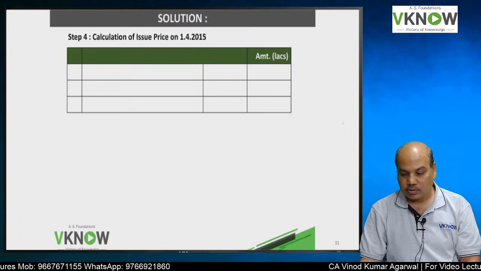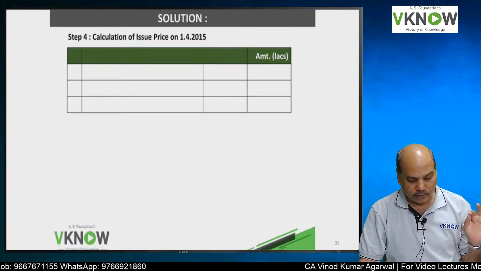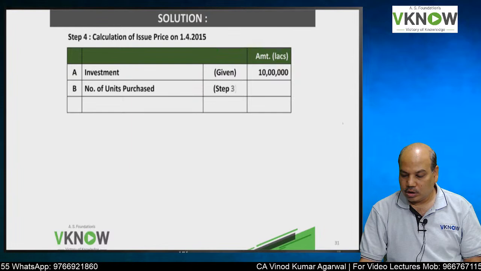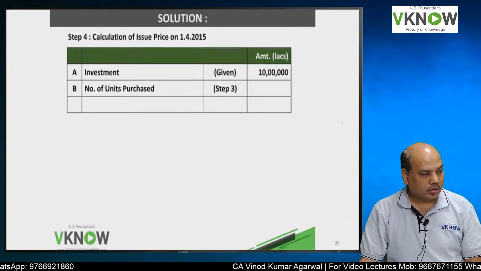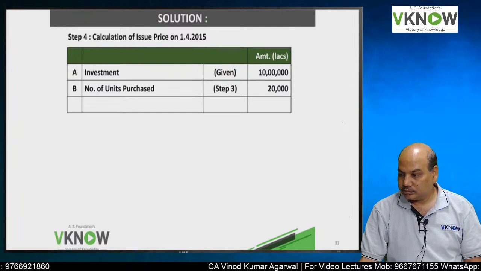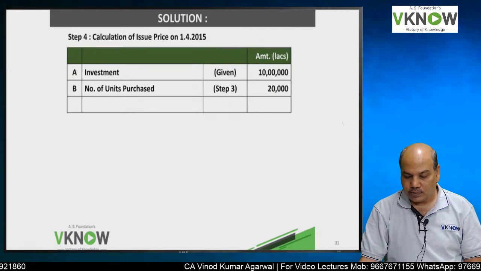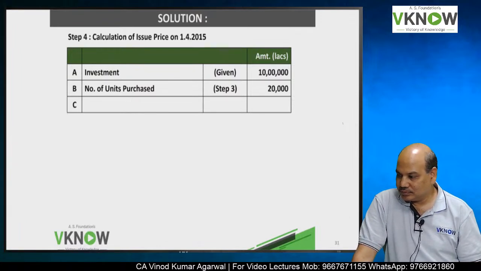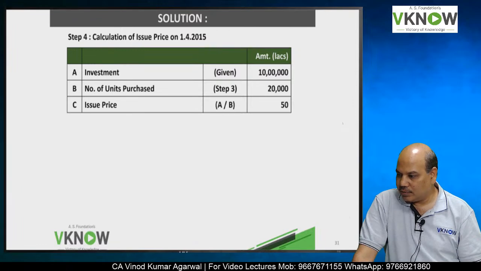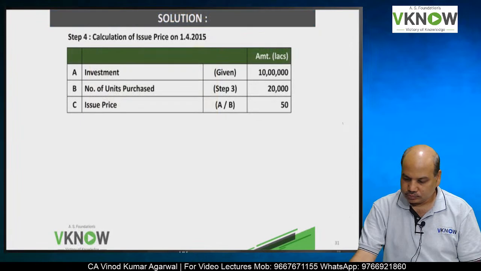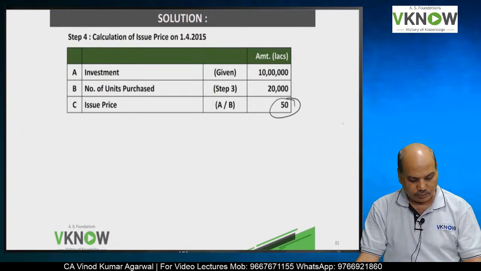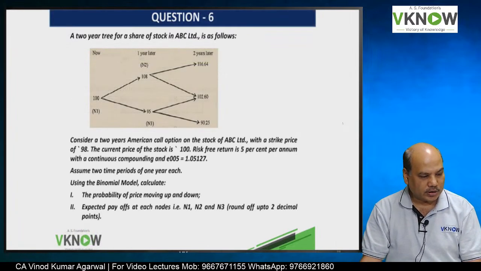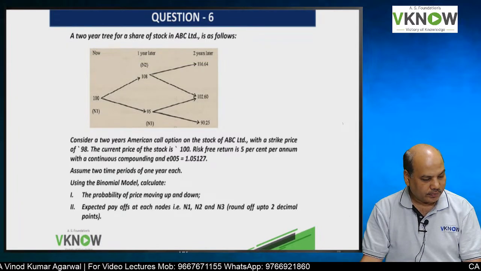Now the last answer, what was the issue price? We have invested 10 lakh. We got how many units? We got 20,000 units. So now a school level student will answer. What was the issue price? The issue price is A divided by B, 50 rupees. That was the issue price. So we got the answer. That was quite a lengthy answer.